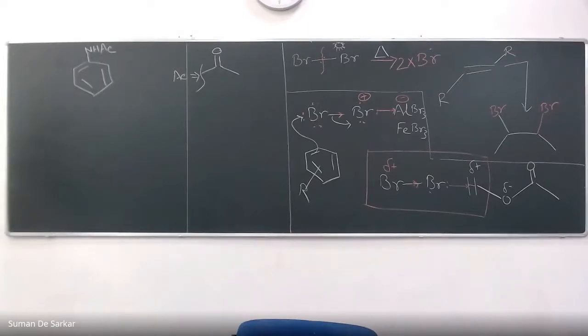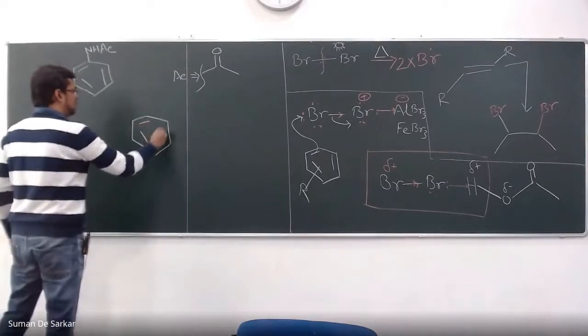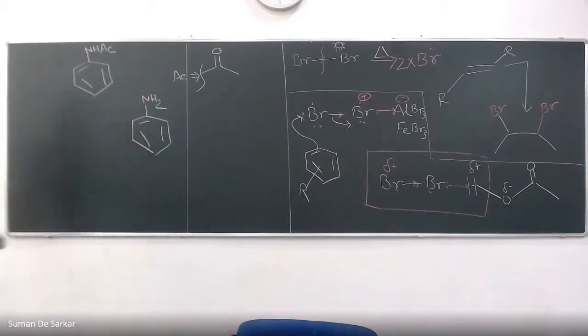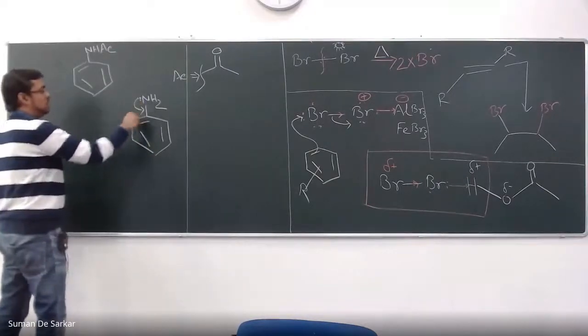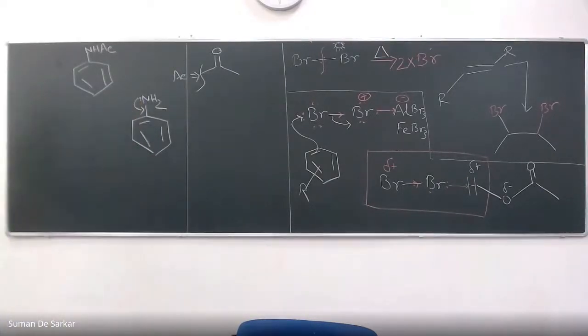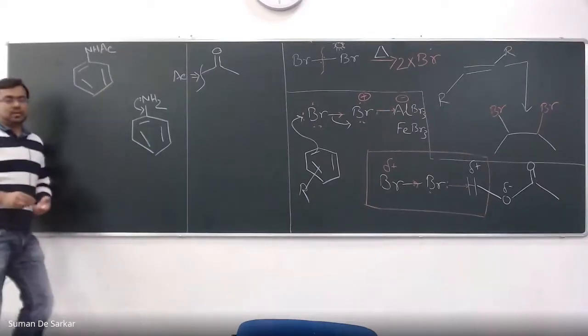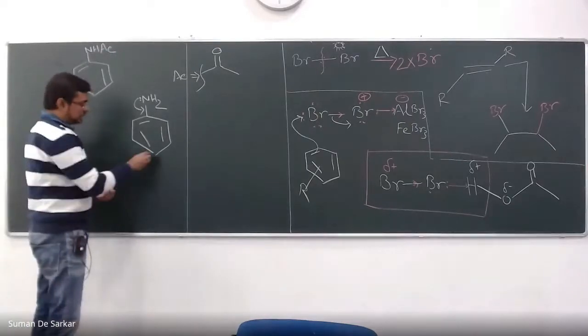So this is one reason, but there is another reason. Let me draw the unprotected version of this. This is basically aniline. You can see this is the benzene ring and one amine here with a lone pair of electrons. And the lone pair of electrons gives a really strong plus M effect from nitrogen. That's why this ring is really electron rich.